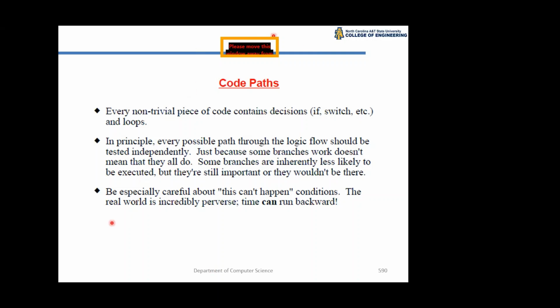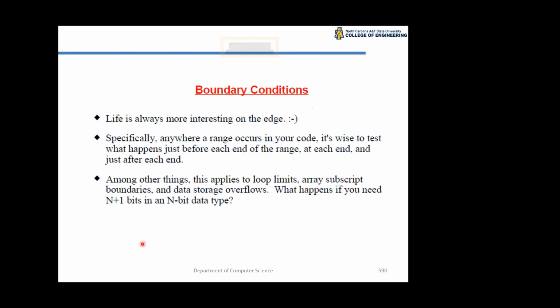Okay, so here it's basically the code path: try to check the if, switch statement, and the loops, and check not only one branch but several branches, and make sure that all branches work well. The boundary conditions are always interesting to see what's happening on the edge. For example, for a range anywhere in your code, it's wise to test what happens before the each end of the range, at each end, and just after each end.